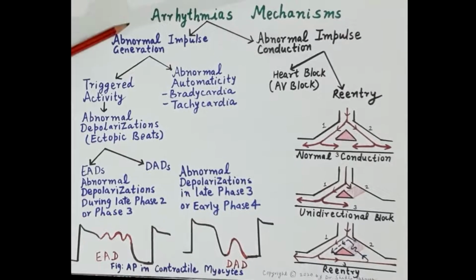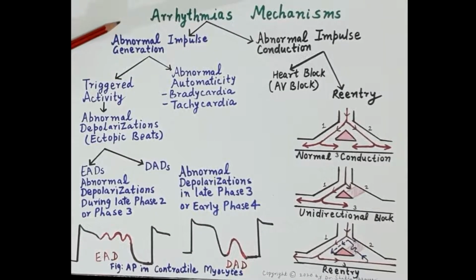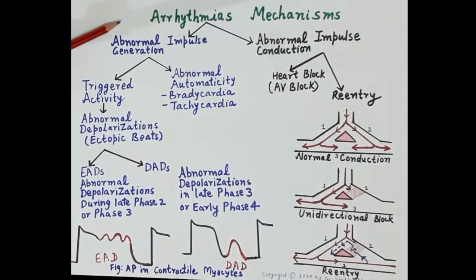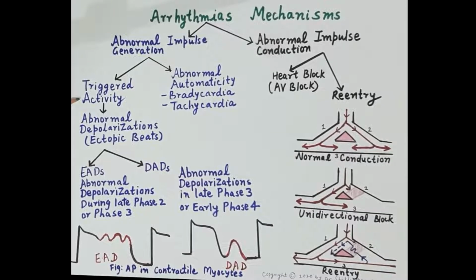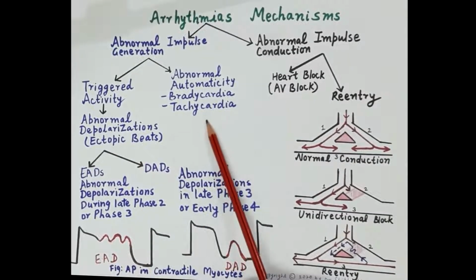Now this slide talks about the pathogenesis or mechanism of arrhythmia. Now arrhythmia is caused either due to abnormal impulse generation, or it is produced because of the abnormal conduction of impulse. Now first we'll talk about the abnormal impulse generation. Now abnormal impulses are generated either because of the triggered activity or because of the abnormal automaticity.